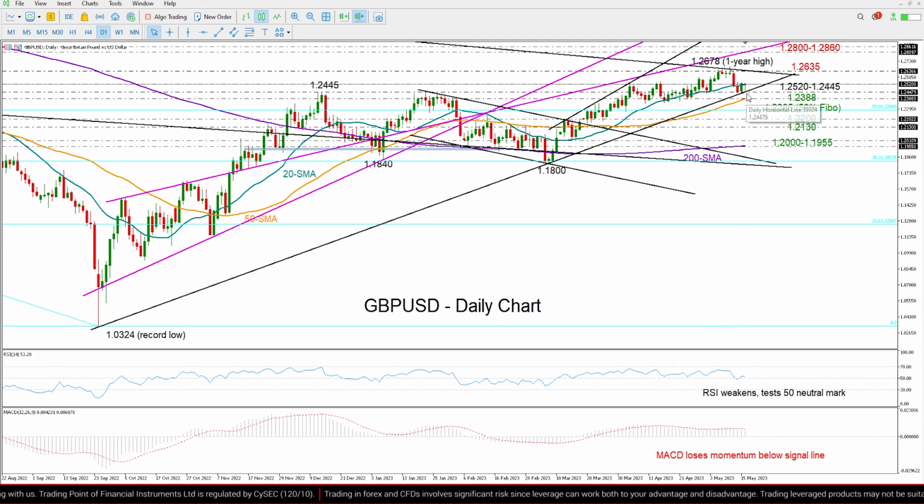Nevertheless, the bias may not switch to bearish unless the price crosses below that key support trend line coming from September's record low of 1.0324, that is seen at 1.2445. And interestingly, that is also where the price peaked back in December and January.